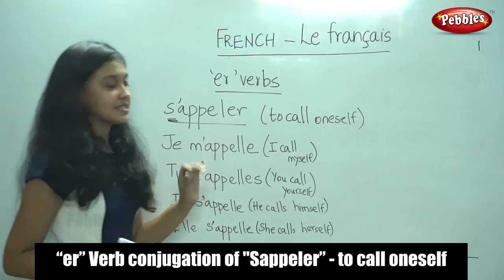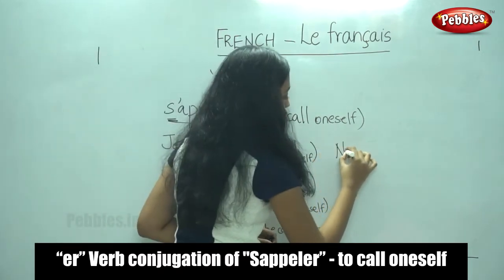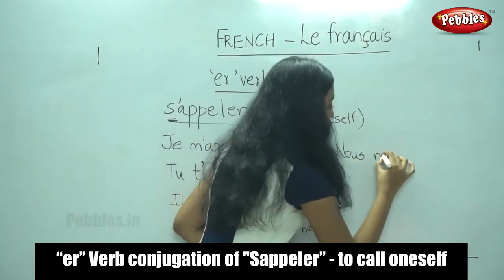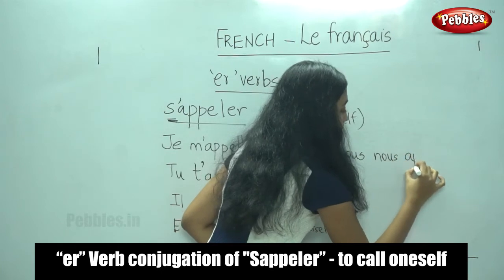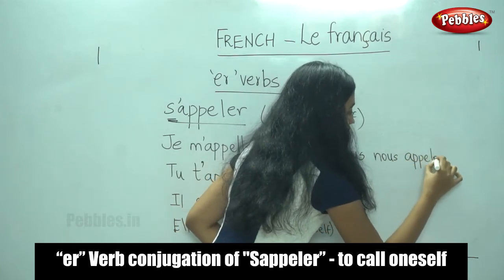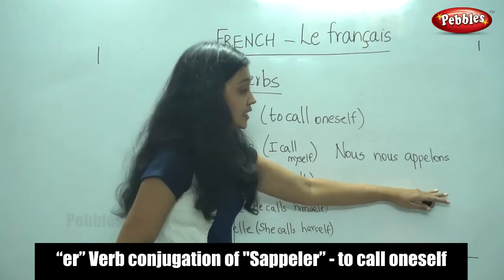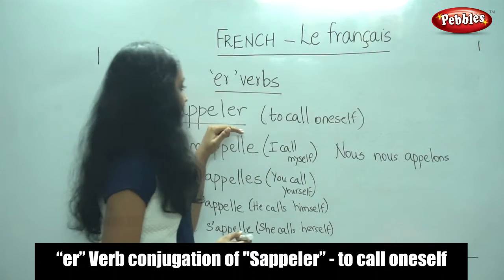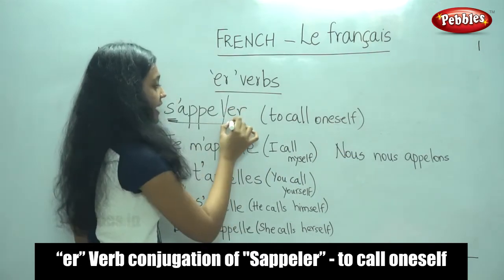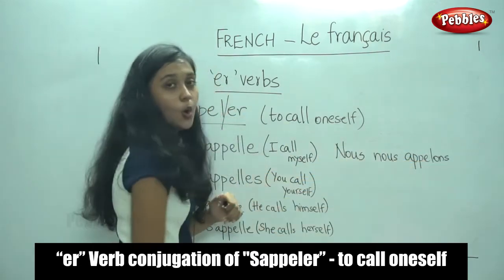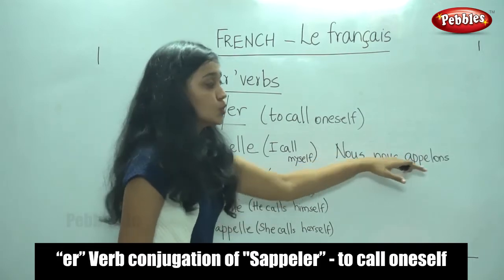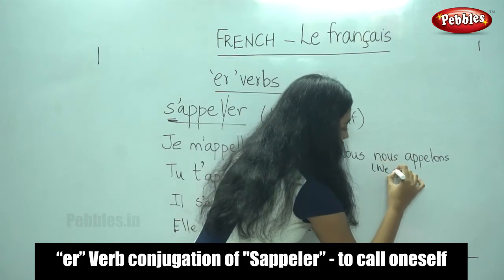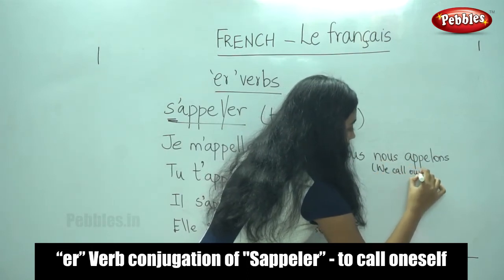So, what is the next subject pronoun? Yes, it is nous. For nous, we say nous nous appelons. Note the spelling here. The extra L is not there. However, the ending is the same as for the ER verb. We would remove ER and replace it with ONS. So, nous nous appelons. We call ourselves.